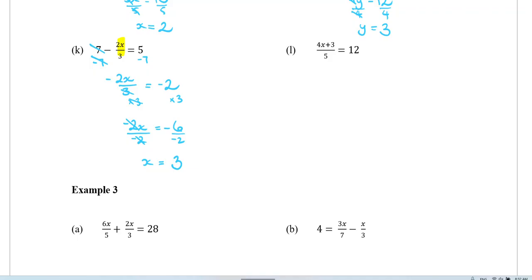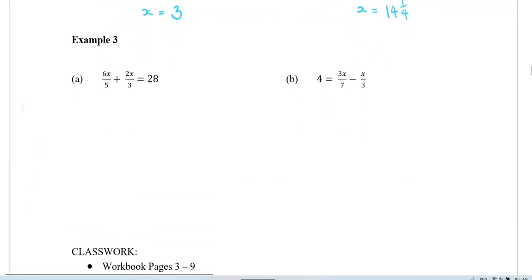L, 4x over 3 equal 4x plus 3 over 5. Get rid of the fraction first by timesing by 5. That gives 4x plus 3 equals 12 times 5 is 60. Then the next step, we're going to minus the 3. 4x equals 57. Then divide by 4. And unfortunately, that's one that doesn't go nicely. So as a mixed numeral, that is 14 and a quarter.